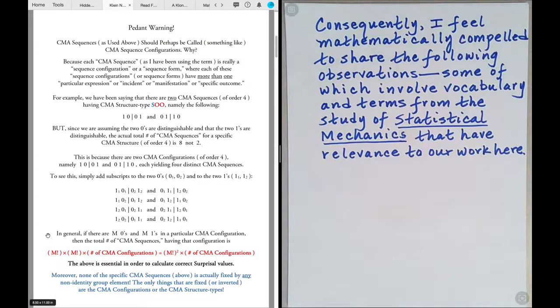In general, if there are M zeros and M ones in a particular CMA configuration, then the total number of CMA sequences having that configuration is M factorial squared times the number of CMA configurations. Moreover, none of these specific CMA sequences above, namely these eight right here, is actually fixed by any non-identity group element. The only things that are fixed or inverted are the CMA configurations, such as 1001 or 0110, or the CMA structure types themselves, namely SOO as a structure type.